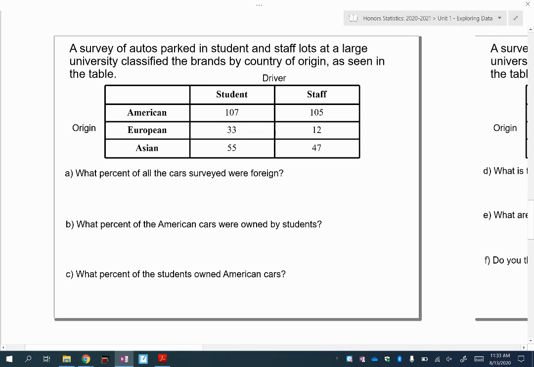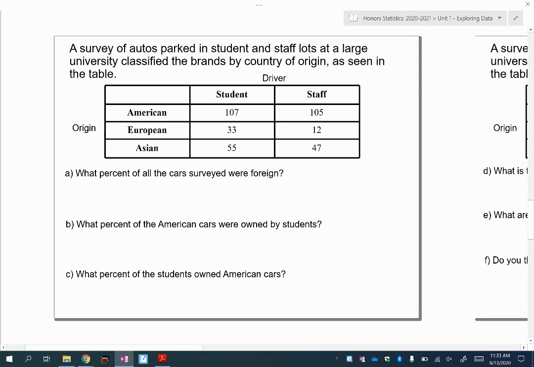They've given us two categorical variables: the origin of the car, and the driver classification. So student or staff, and the origin being American, European, or Asian. Now, what I noticed about this contingency table, or two-way table, is that it does not have anything in the margins yet. I don't have any totals for my margins. So let's go ahead and calculate these totals. And while we're doing this, hopefully you know that we're basically calculating the marginal distributions for each of these variables.